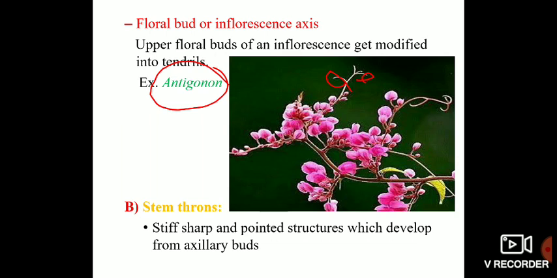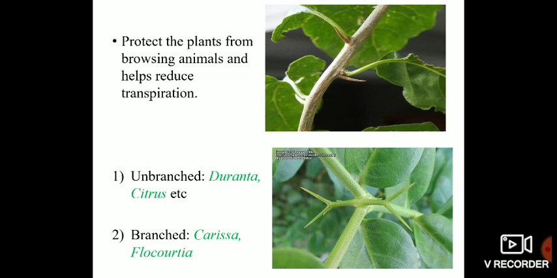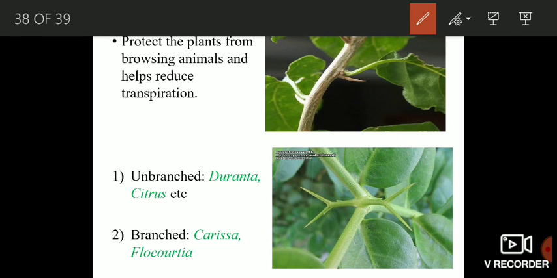And now we have the second type of stem modification, which is stem thorns. Stem thorns are the sharp and pointed structures which develop from the axillary bud. So if you have to define the stem thorns, you can define them like this: stiff, sharp and pointed structures which develop from the axillary buds. And the stem thorns protect the plants from browsing animals. They do not allow the browsing animals to eat these plants, and they also help the plant to reduce transpiration because they have small surface area.